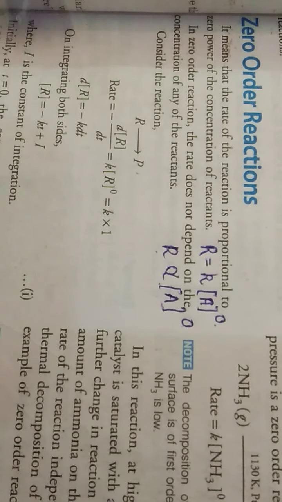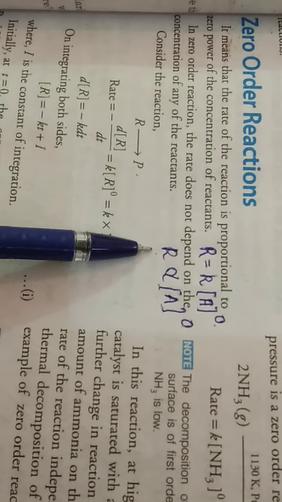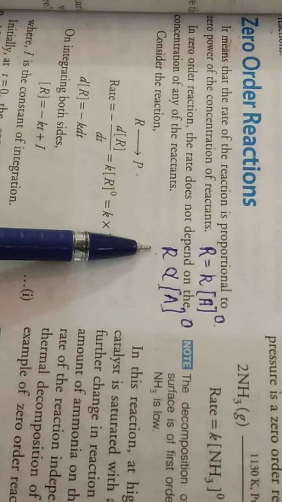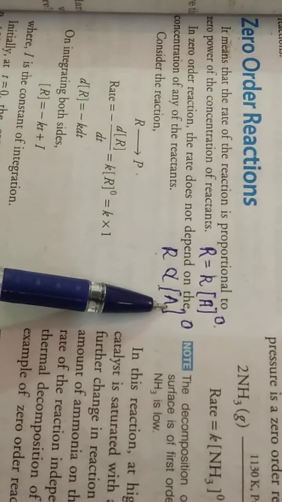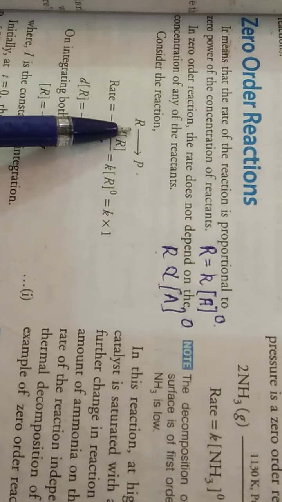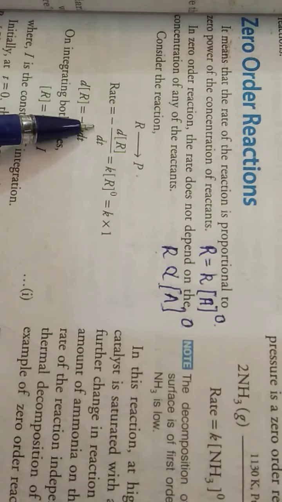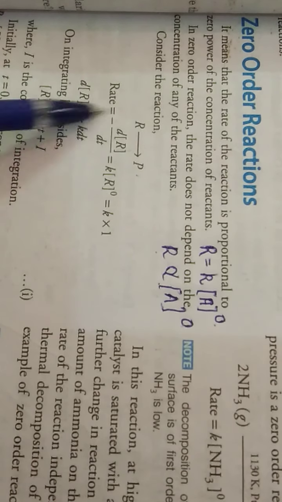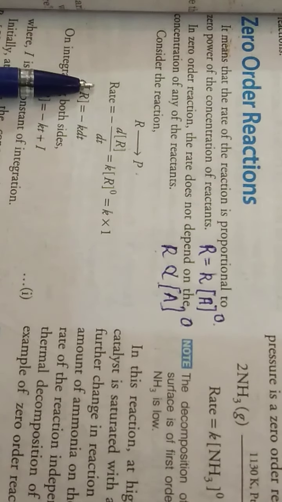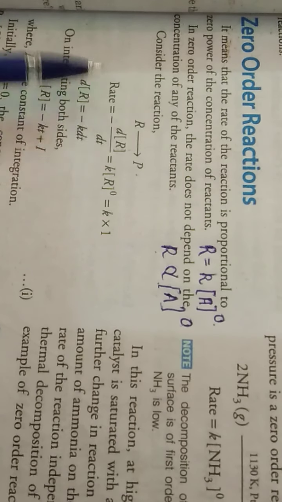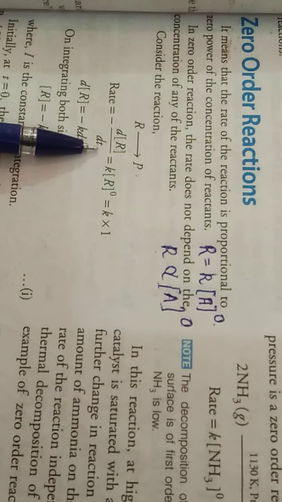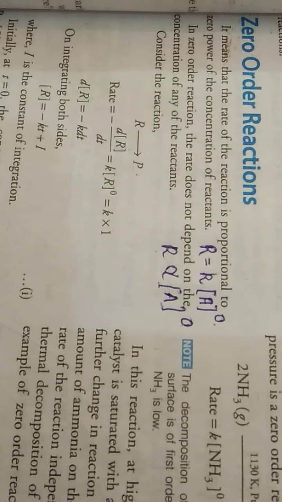Suppose A and B are the reactants. Then the rate in a zero order reaction will not depend upon the concentration of the reactant. So if we have reactant R giving product P, then what is the rate, children? This we have already done. Firstly we will find the differential rate equation, and then we'll find the integrated rate equation.